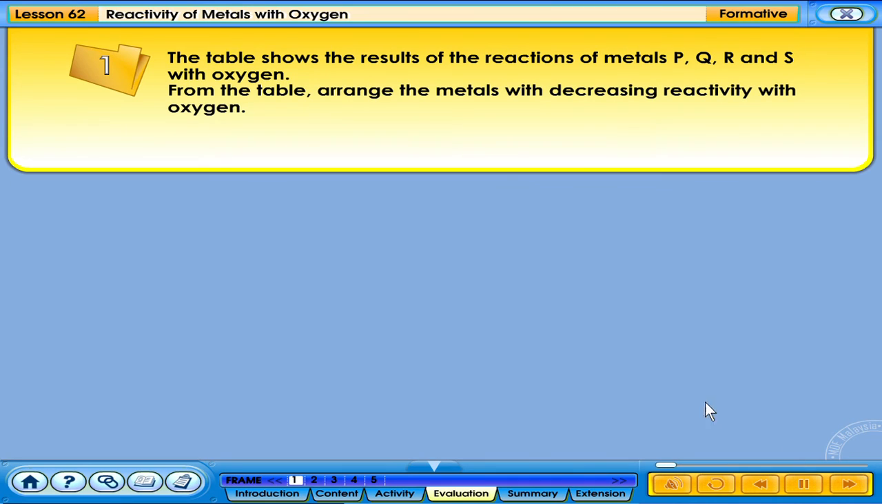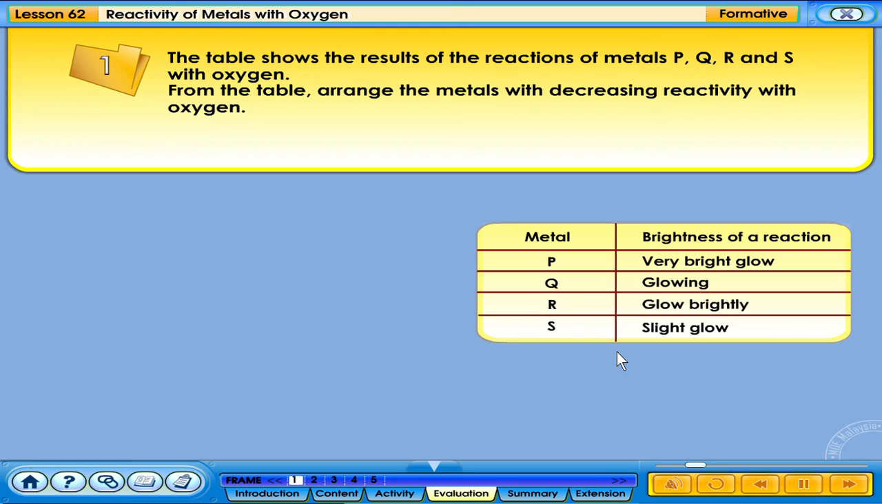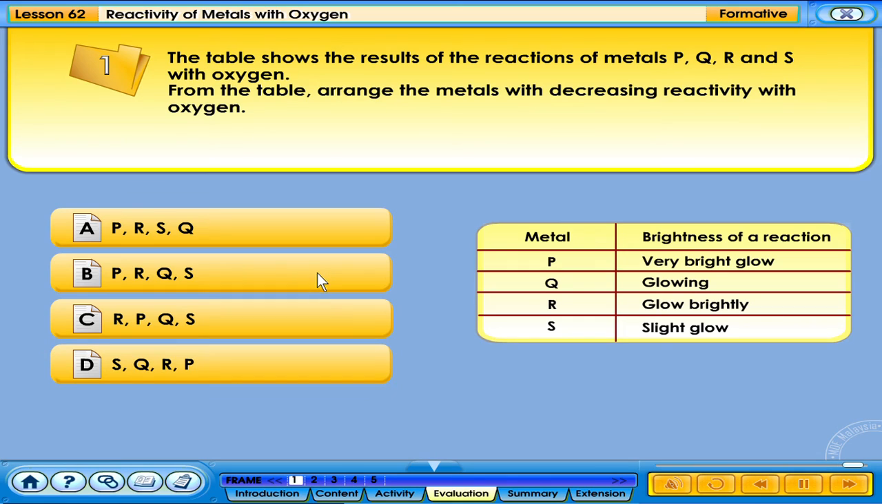The table shows the results of the reactions of metals P, Q, R, and S with oxygen. From the table, arrange the metals with decreasing reactivity with oxygen. A. P, R, S, Q. B. P, R, Q, S. C. R, P, Q, S. D. S, Q, R, P.